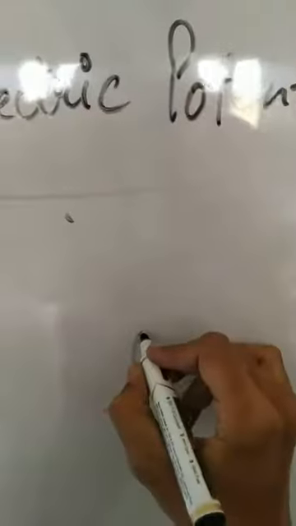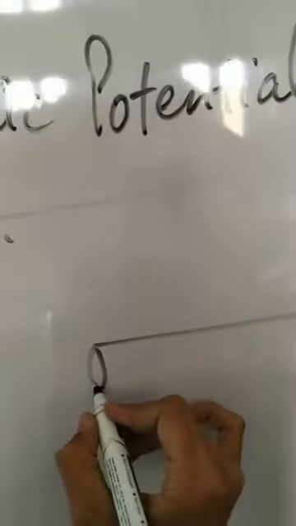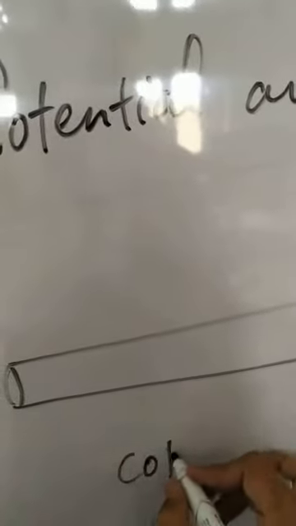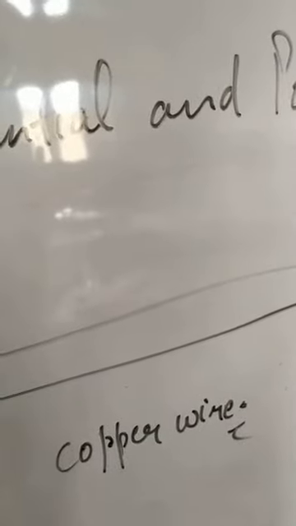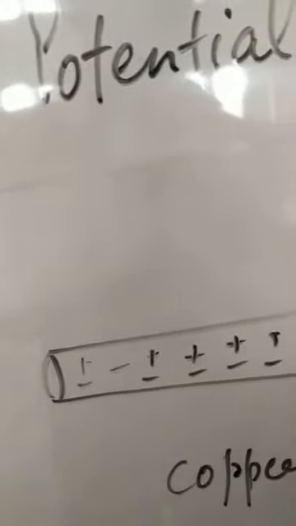So dear students, suppose this is a copper wire. In this wire, suppose there are negative and positive charges. These charges do not flow by themselves.